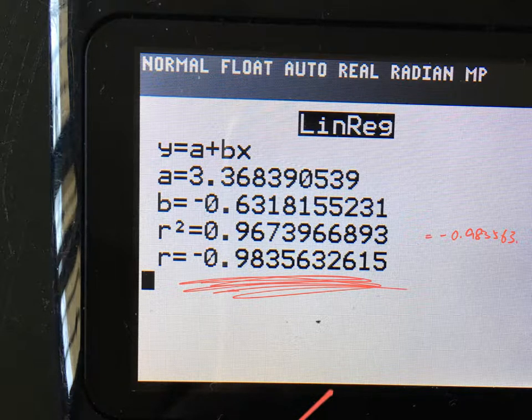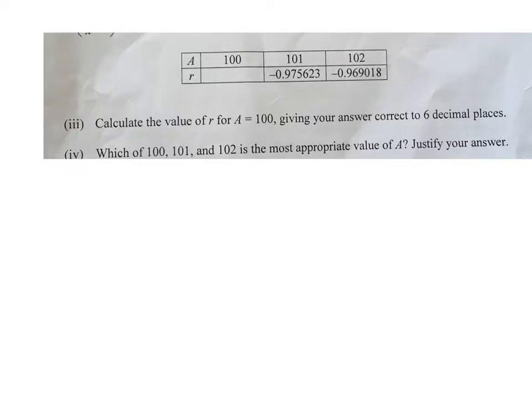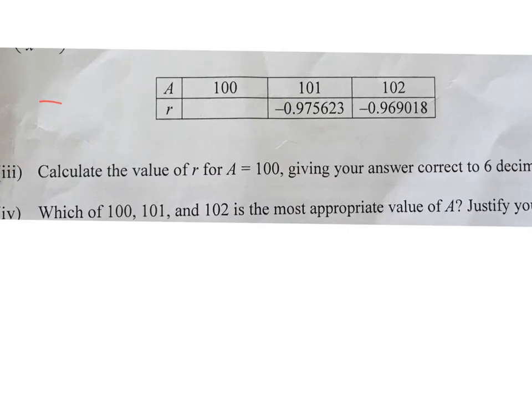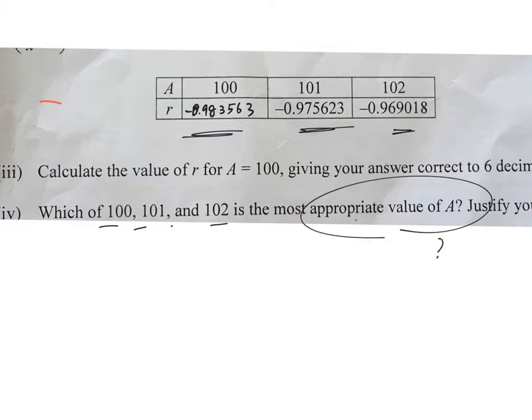Right. Next thing, back to the question. If you go on to this question, you found that a equals 3.3689. So we just use the value of a here and the value of b here to compare. We know that from earlier on, the r value was found by us to be negative 0.983563. So we're just going to compare these three values. Which of 100, 101, 102 is the most appropriate value of a? It means I'm going to tell you which one is the best model, or best value of a to put into the model.